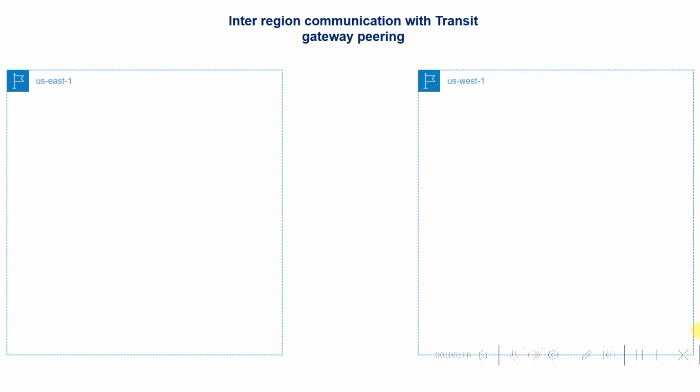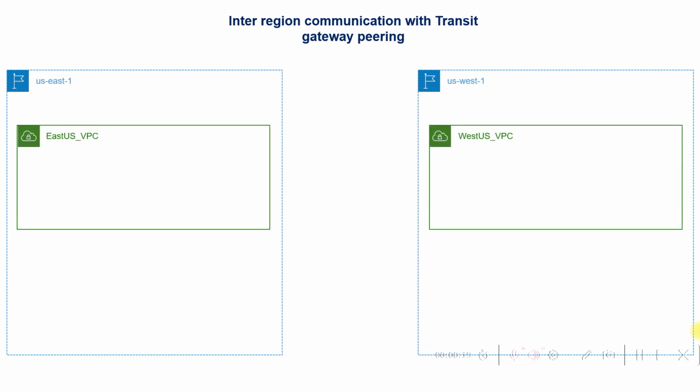Hello friends, in this lecture we are going to see how we can achieve inter-region communication with the transit gateway peering. So in this lab, we are going to take two regions, US East 1 and US West 1.